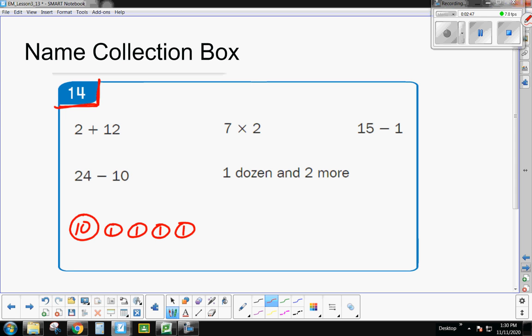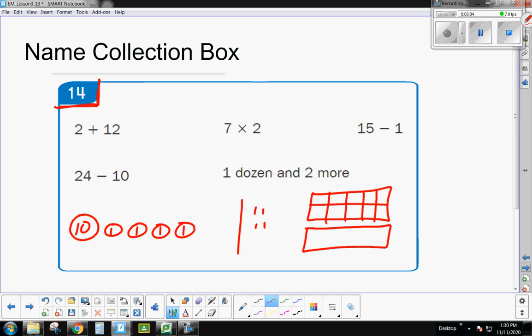I could do base 10 blocks. 1 ten and 4 ones would make 14. Maybe I could draw out a tens frame. Okay, let's see if I can make a tens frame. There we go. And I could fill in a tens frame with, fill 1 completely in. So there's 10, 11, 12, 13, 14. Okay, so I could get creative and even draw 14 out in other ways like that.